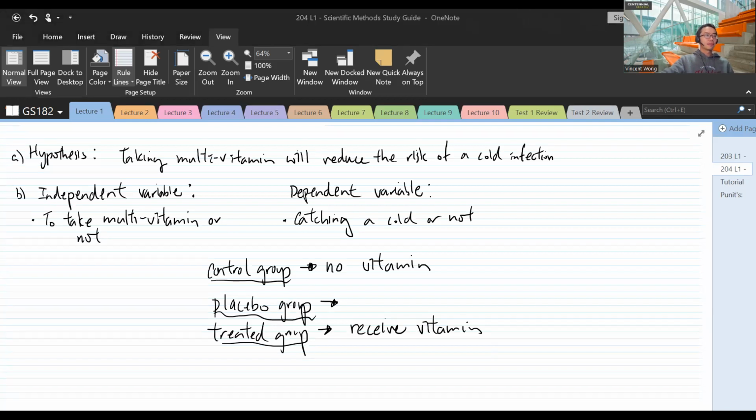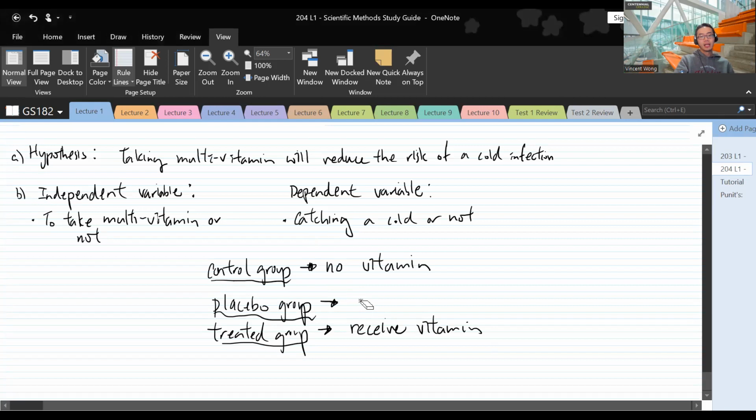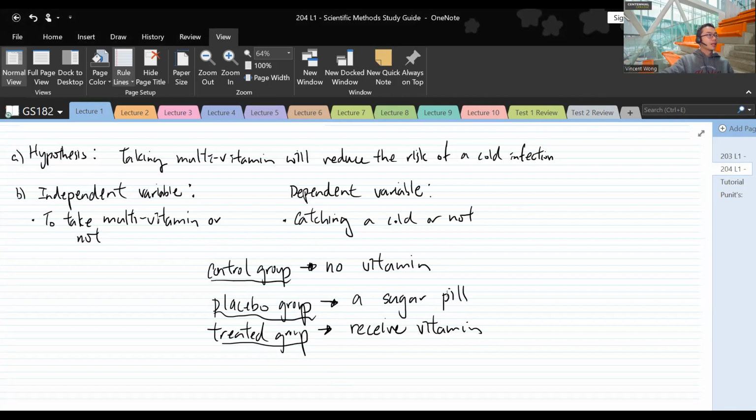I don't know how to explain it. Right. Yeah, so you explained it pretty well. Okay, so to minimize bias, right? To minimize psychological effects. So these people will be receiving a placebo, a sugar pill, something that has nothing to do with co-infection, but you just give them something. Okay, so those would be the three groups.